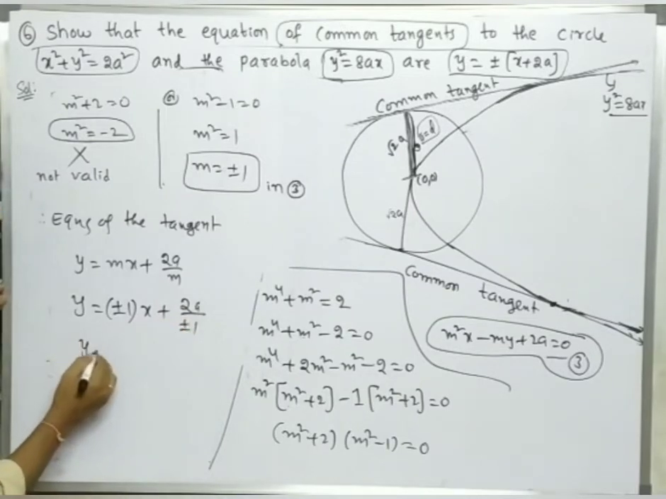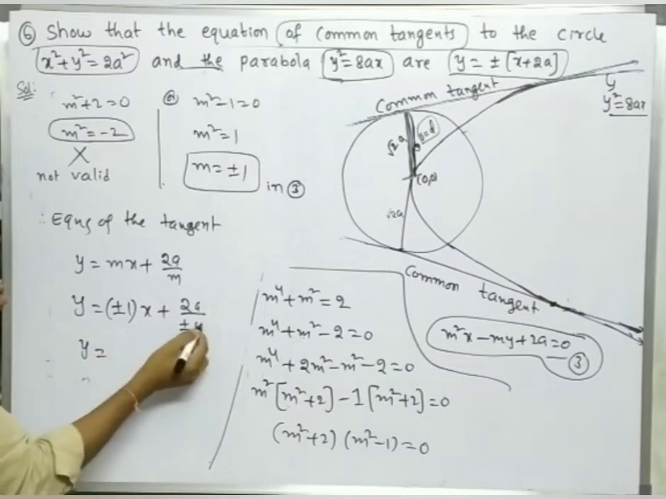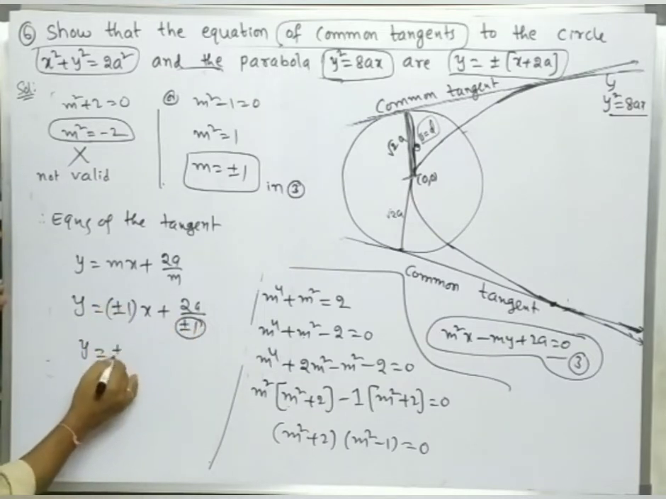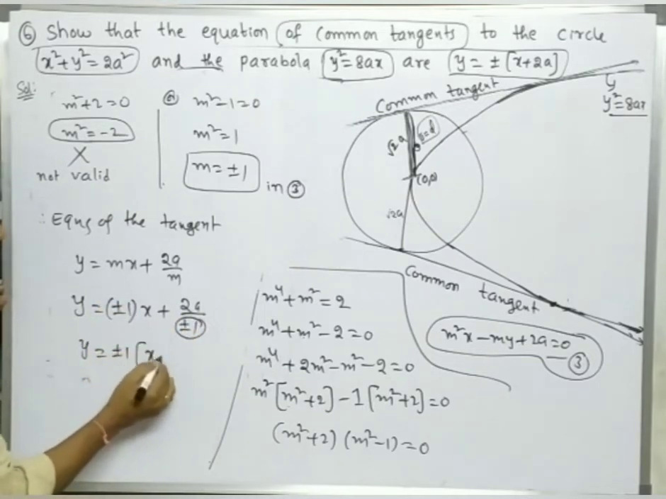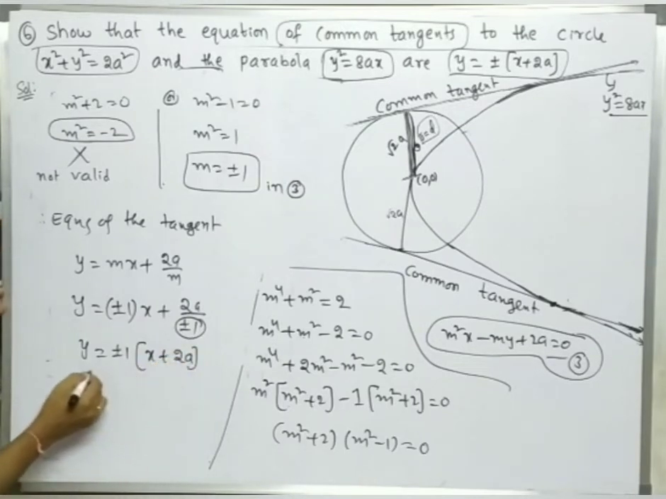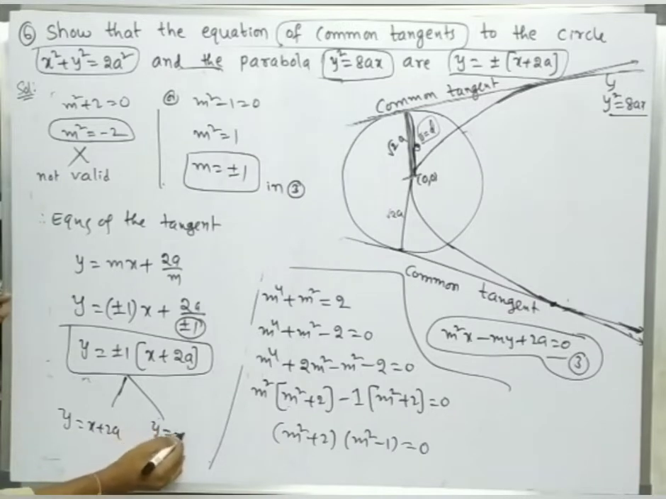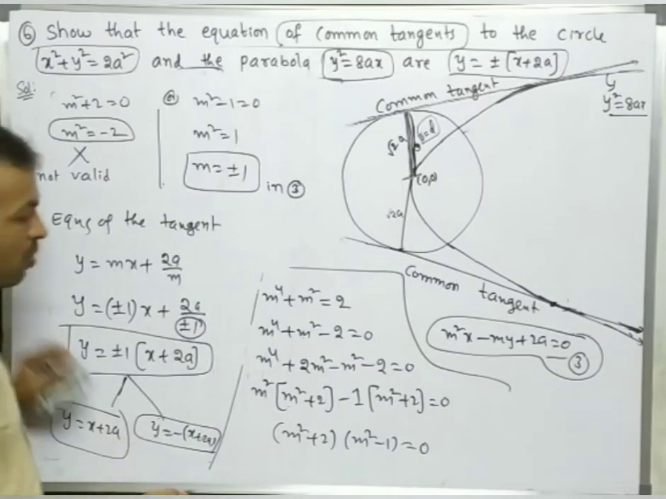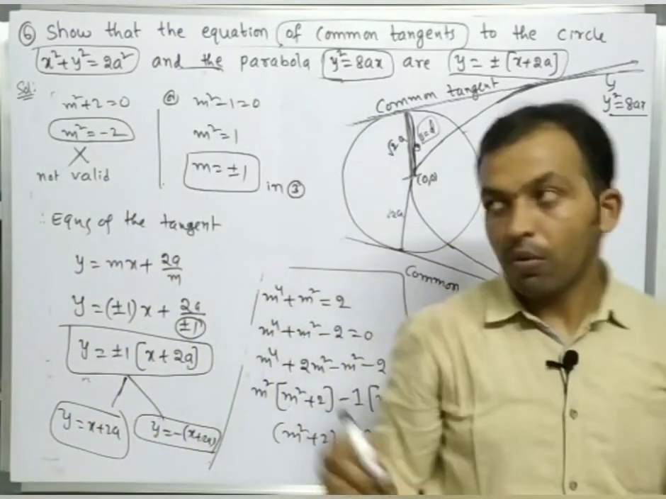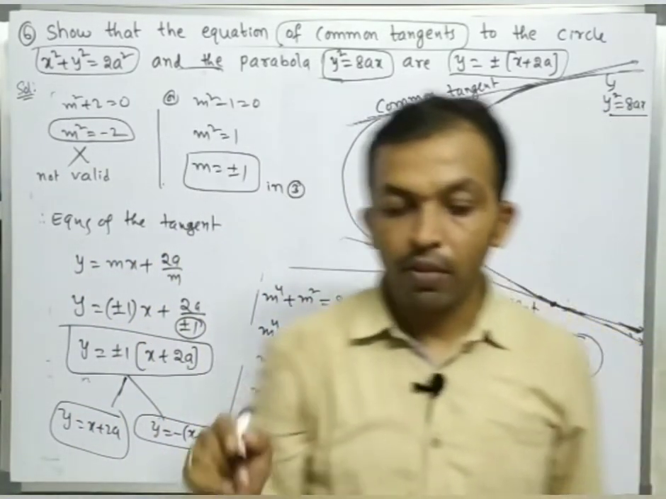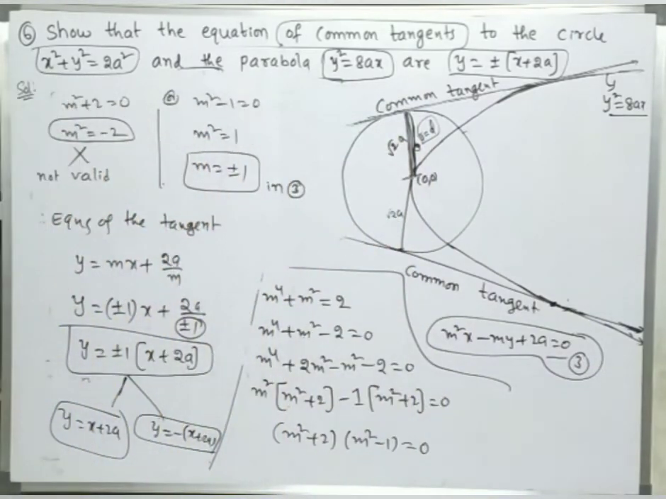So y is equal to, here we have plus or minus 1, here plus or minus 1, can be common, then we will get x plus 2a. So therefore we got two equations. One is y is equal to x plus 2a and another one is y is equal to minus of x plus 2a. These two are common tangents to the circle and parabola. Like this we can find the equation of the common tangents.